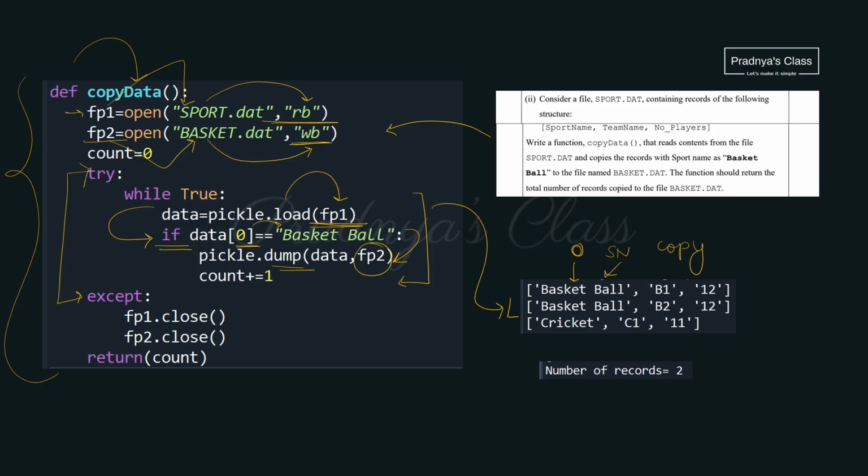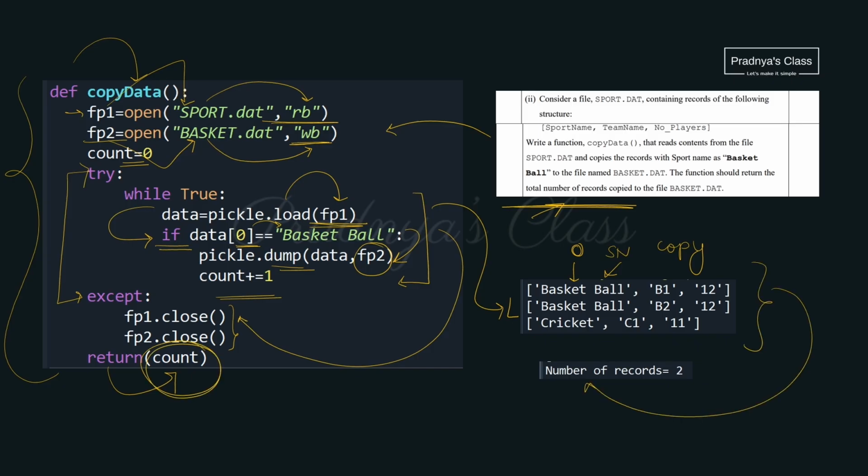As we need to count the total number of copied records, for that we have used one variable count which will get incremented. When the loading of the data gets over, an exception will be raised and with the except block we are closing the file. In the function, it is mentioned that the function should return the number of records. For that, we are using the return statement and returning the count of the copied records. Based on some sample data, if we look at the output, the number of records is 2, because there are 2 records with the basketball sports name. Hope you understood this code.